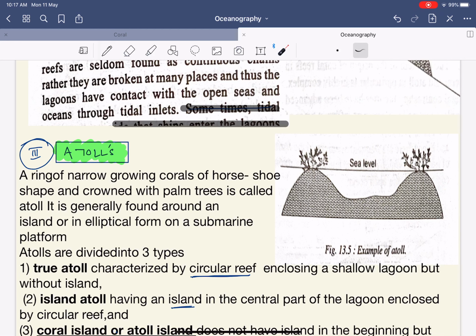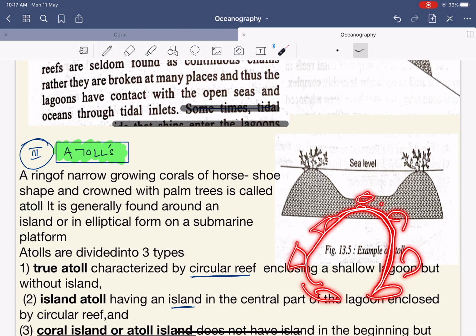How do we describe atolls? An atoll is nothing but a ring of narrow growing corals, horseshoe shaped and crowned with palm trees. Simply put, it is a ring of growing corals, horseshoe shaped, with palm trees upon them. They are called atolls. What is an example of an atoll in India?